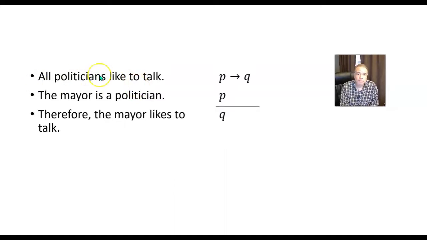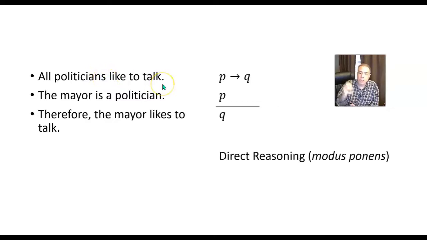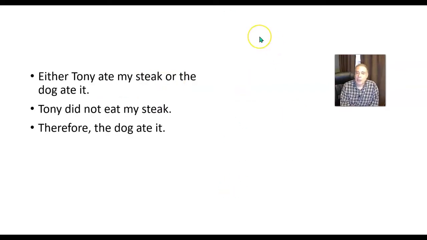Therefore, Q. So do you recognize this pattern? If P, then Q. P, therefore Q. That is direct reasoning or modus ponens, and it is valid. Okay, how about this one?